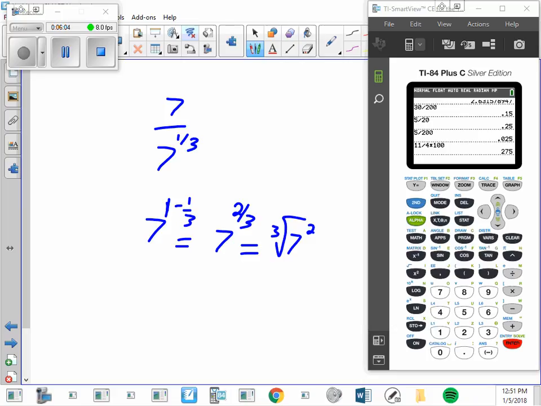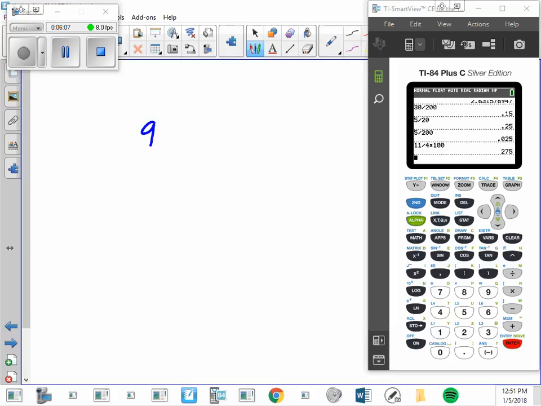All right, number 8. I have 9 to the 3rd over 6 to the 3rd raised to the negative 1/3. What should we do here?